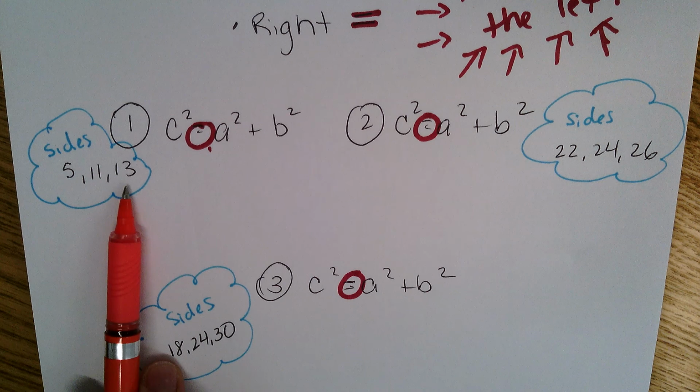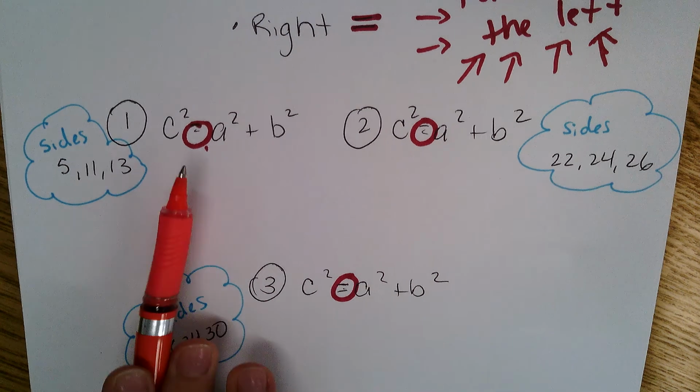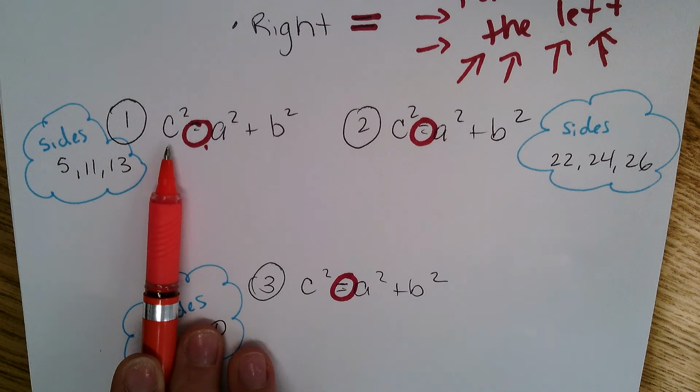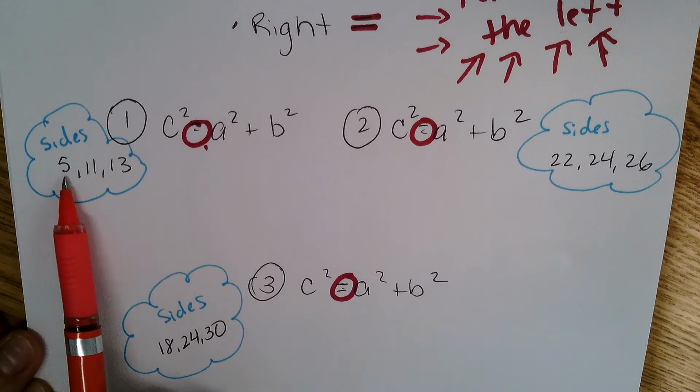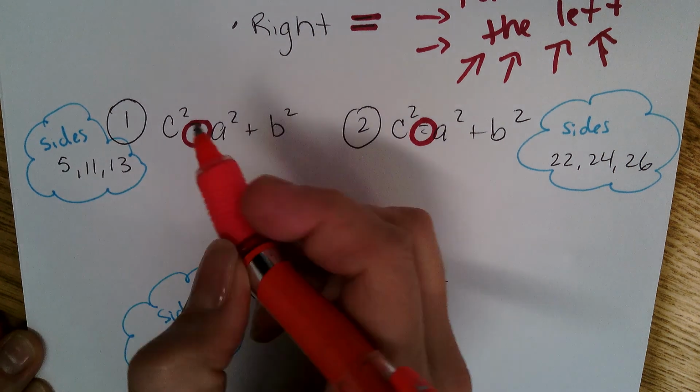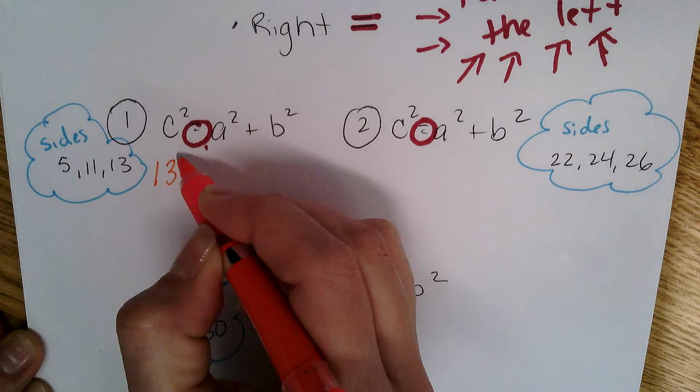When you're given three side lengths, how are you going to know which one is the C? Hopefully in your head you're saying you just said it. Yes, I did just tell you. The C or the hypotenuse is going to be the longest side. So when you look at them, 5, 11, 13, 13 is the longest side, so that is my C.